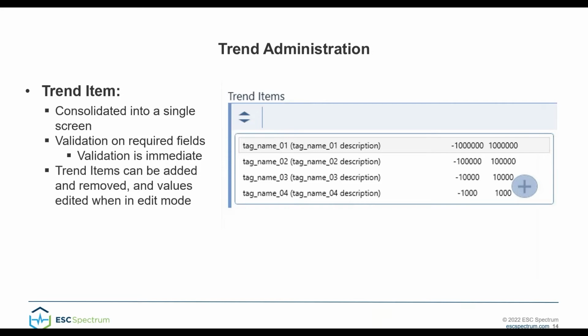And then at the bottom right, again, a little close-up view of that. These are the different tags and their scaling that go into that particular trend. And if you're in edit mode, you see the little up-down arrows. You can select one of those and then move that tag up and down to change the order of how that appears in your chart. And then the plus button here as well will allow you to add a new item to this particular trend right here.